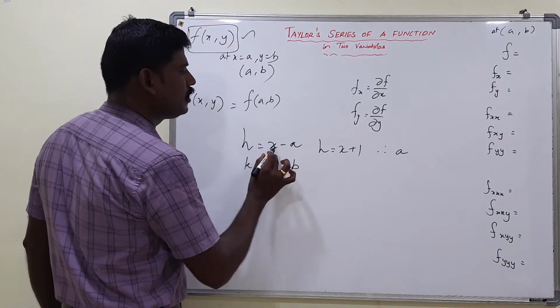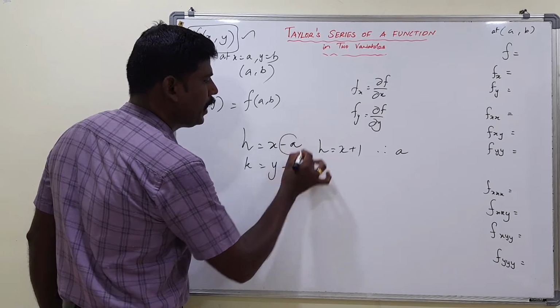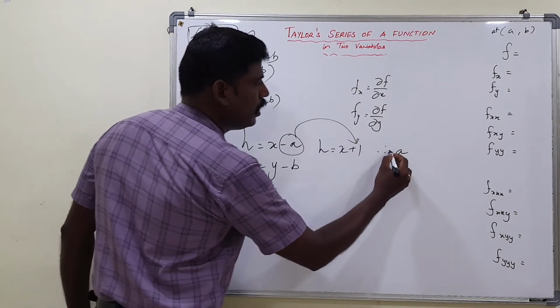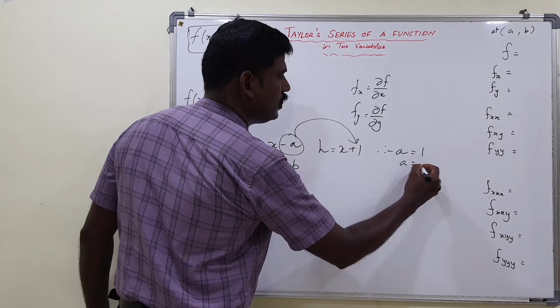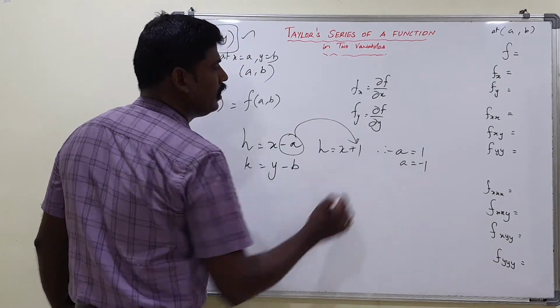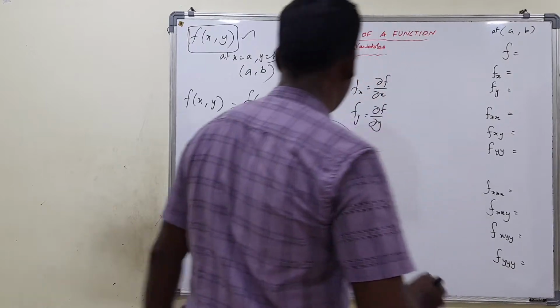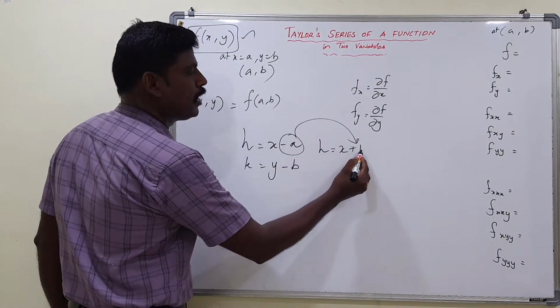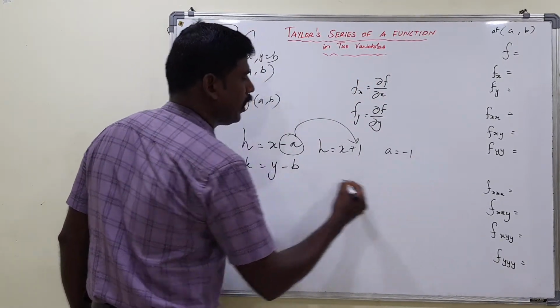h is x minus a. Therefore, minus a is equal to plus 1, isn't it? Minus a is equal to plus 1. Therefore, what is a? Minus 1. You just have to change the sign of this value, and you can get the value of a. Simply keep it in your mind. Okay? Right? x plus 1 is here. So, what is a? It is minus 1.